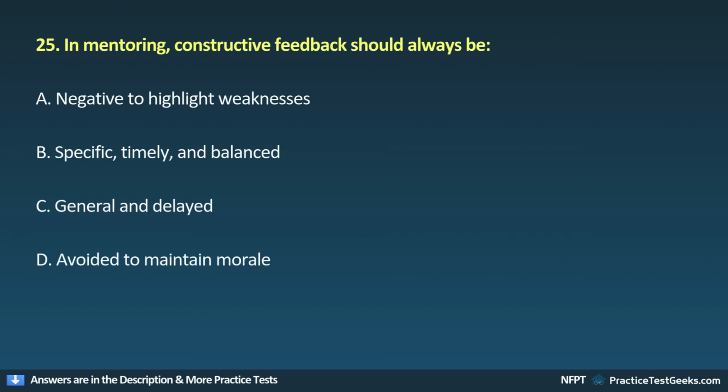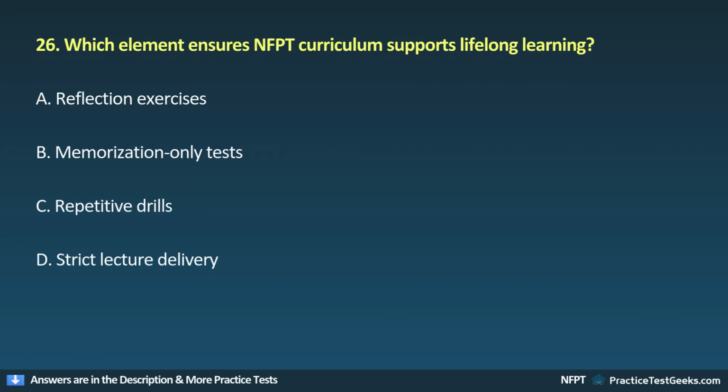25. In mentoring, constructive feedback should always be: A. Negative to highlight weaknesses. B. Specific, timely, and balanced. C. General and delayed. D. Avoided to maintain morale.